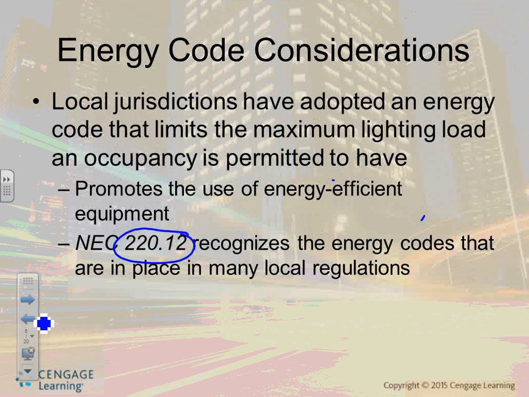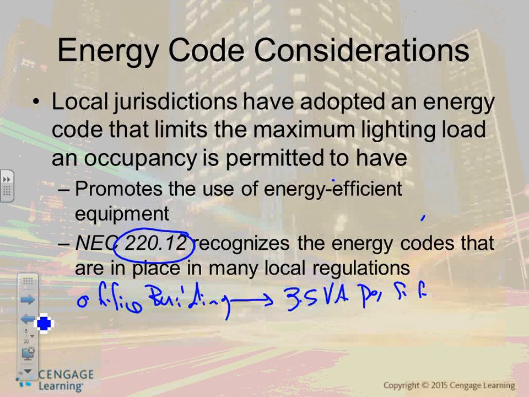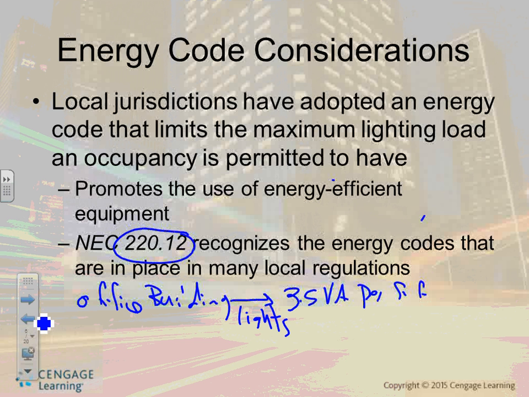Now do me a favor. For an office building, what was the allocated volt amp for office building? Light, 3.5 volt amp per square foot for what? Lights. For lights, the code allocates 3.5 volt amp. Now, we've done the calculation, so we're not going to do the calculation, but I want to bring to your attention a couple of things.